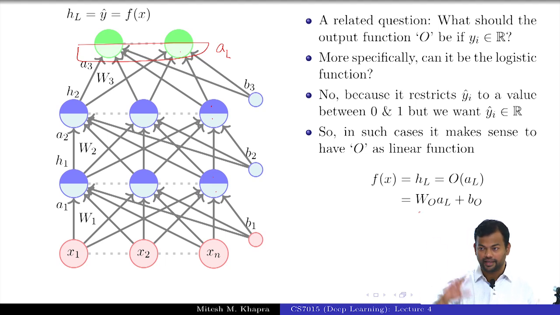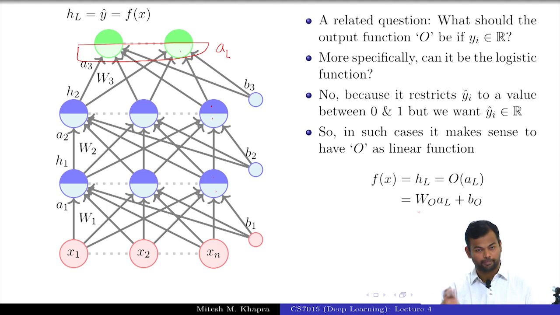How many of you feel it makes sense? Okay. Why? Because now it's no longer bounded. With this linear transformation, your weights could be adjusted in any way to get whatever value you want, whether you want it between 1 to 10 or 1 to 100 or 1 to 1000. These weights could be adjusted to do that.